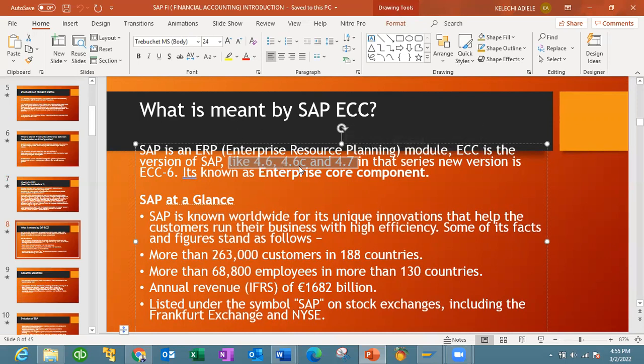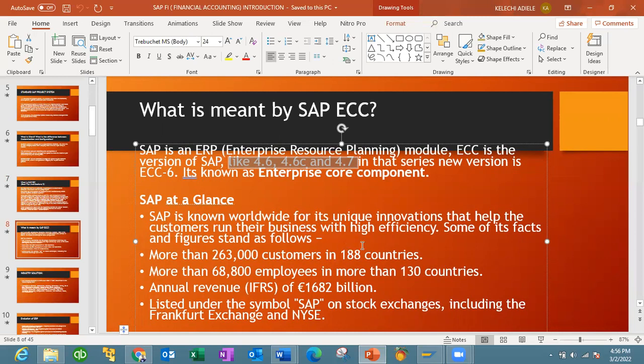These 4.6, 4.6C were older versions. So you see, these are a series of new versions in ECC6. So we have ECC EHP6, ECC EHP7, just like that. All these ECCs, all these versions, they sit on R3. Okay, so SAP at a glance.